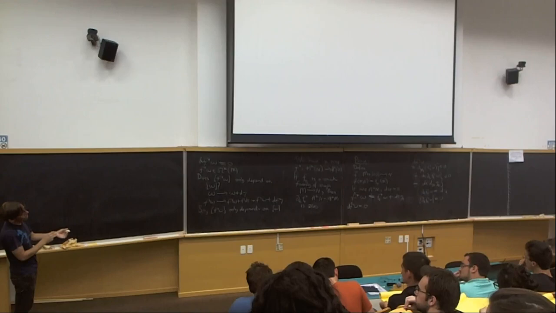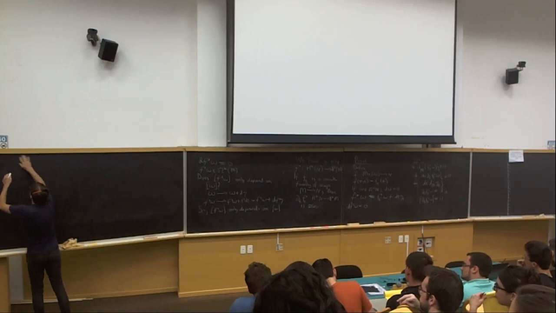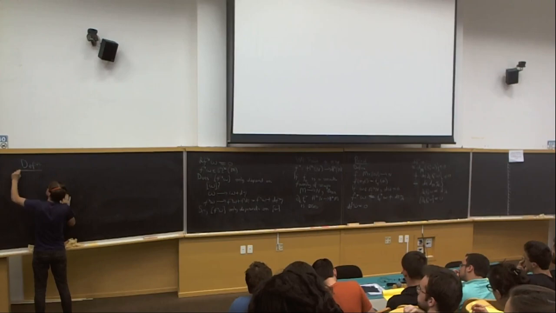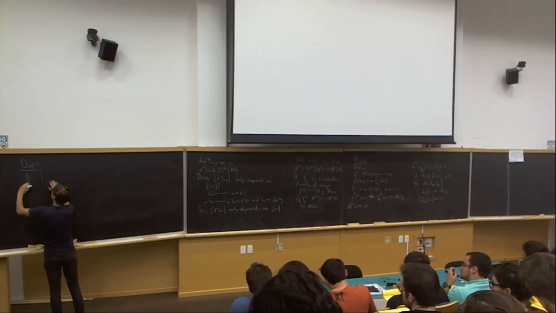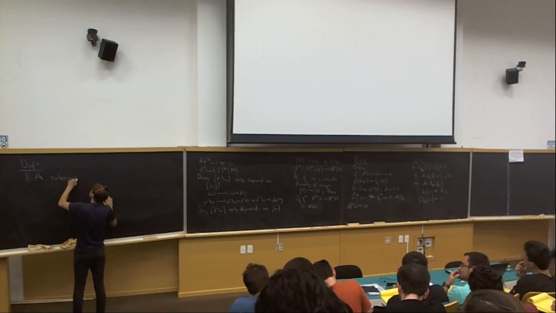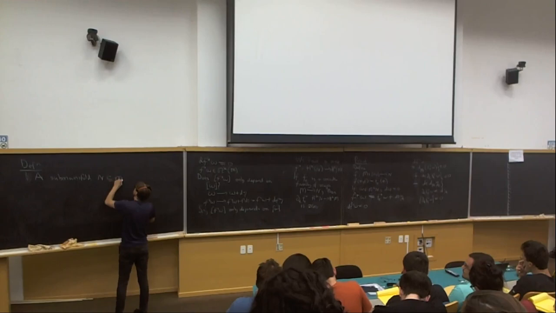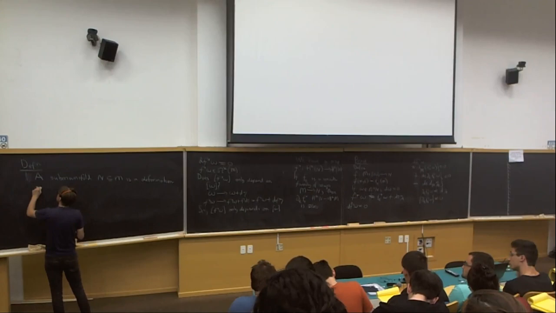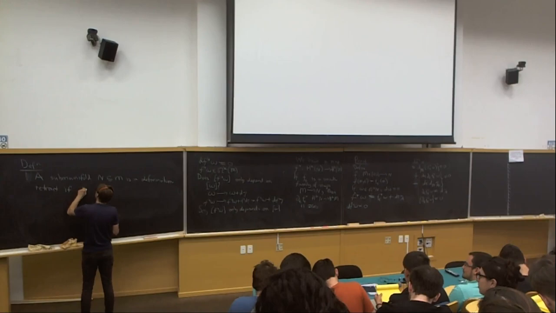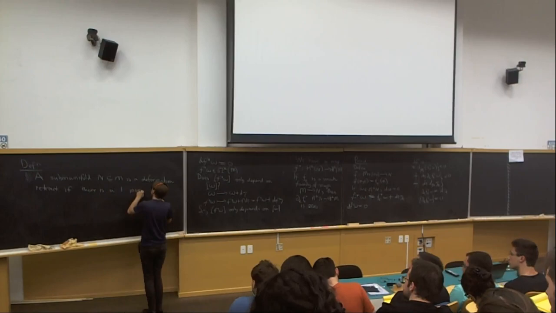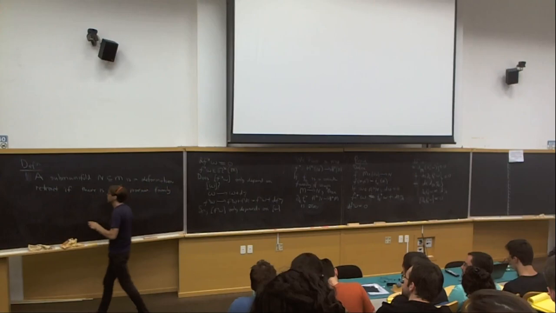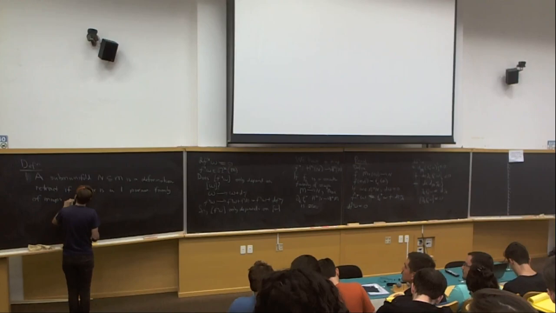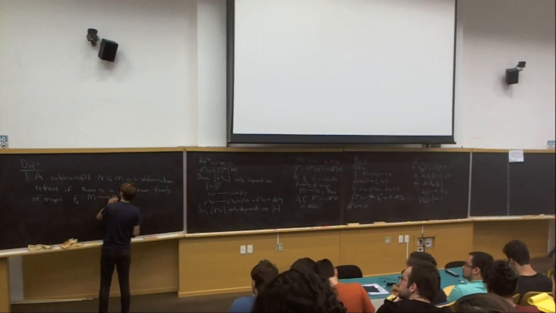So what does it mean to have two manifolds, one which can be squished into the other? So we have the following definition. A submanifold N inside of M is called a deformation retract if there is a one parameter family of maps FT from M to M with the following properties.